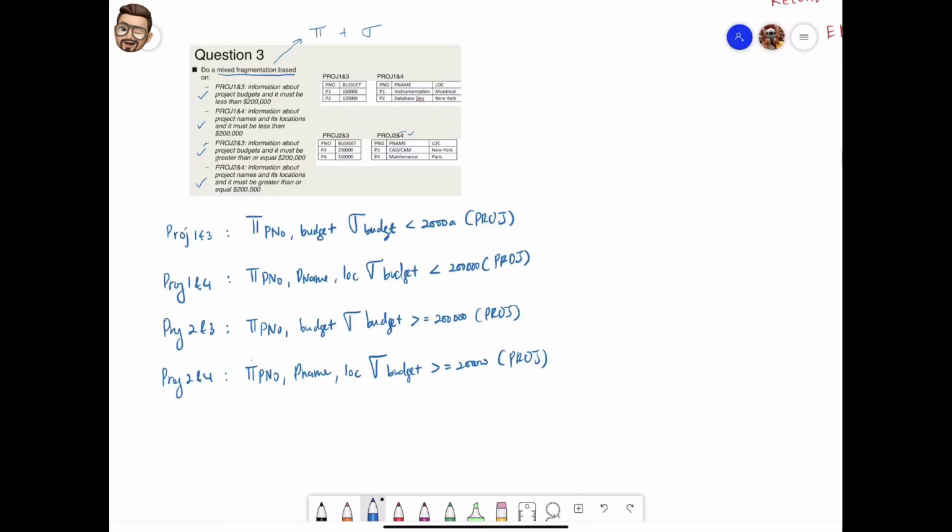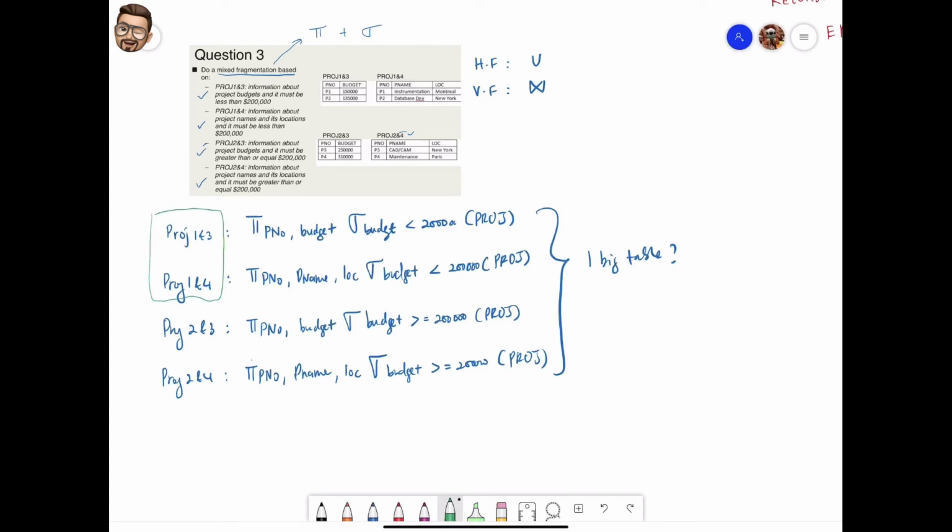Just now we know that for horizontal fragmentation, if we want to reconstruct, we use union. For vertical fragmentation, if you want to reconstruct, we use join operation. So how can we reconstruct back these 4 fragments to become one big table again? Okay, how can we reconstruct this one? So the first one, let's combine P1 and P3.